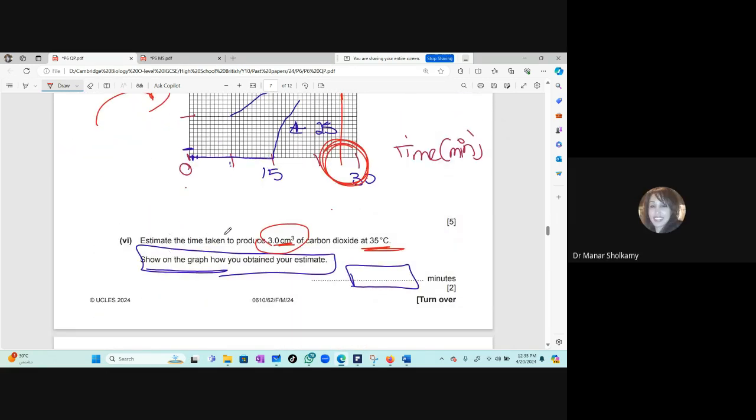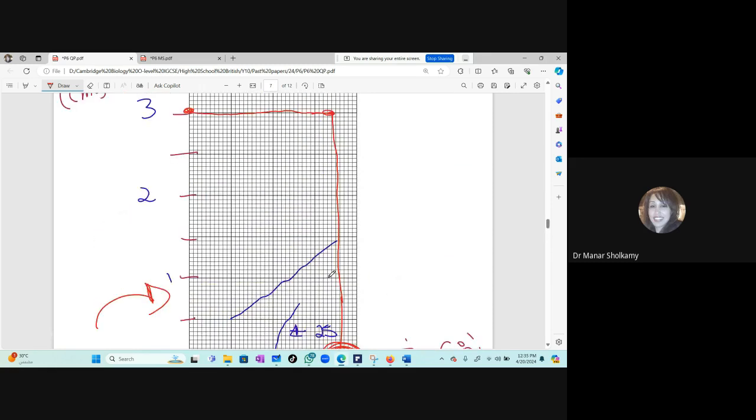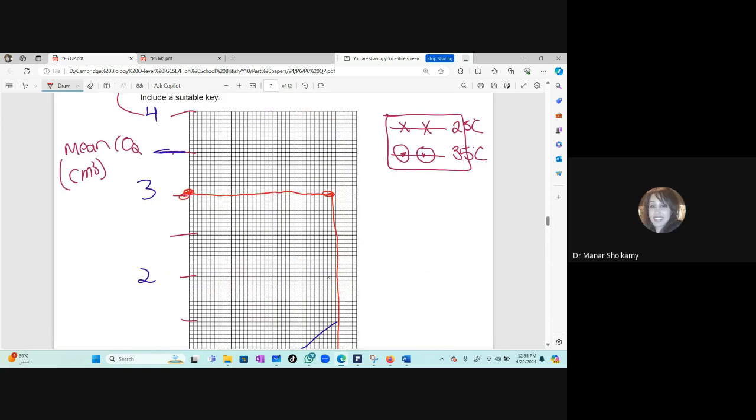Estimate the time taken. So they want to know the time that is needed to produce 3 centimeter cubed of carbon dioxide at 35 degrees. So you will go to 3 centimeter cubed of carbon dioxide, which is here, okay? And you will move vertically until the graph stops you. Which graph? You have two graphs, one for 25, one for 35. So which graph should stop you? The one for 35 or 25? Give me an answer.